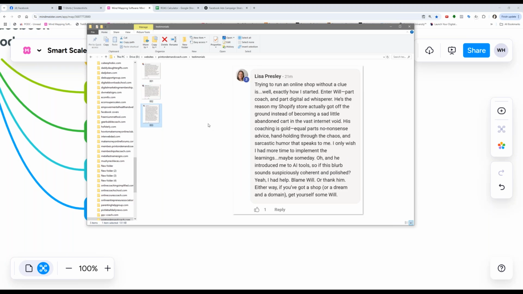And then Lisa: Trying to run an online shop without a clue as well, exactly how I started. Enter Will, part coach and part digital ad whisperer. He's the reason my Shopify store actually got off the ground instead of becoming a sad little abandoned cart in the vast internet void.